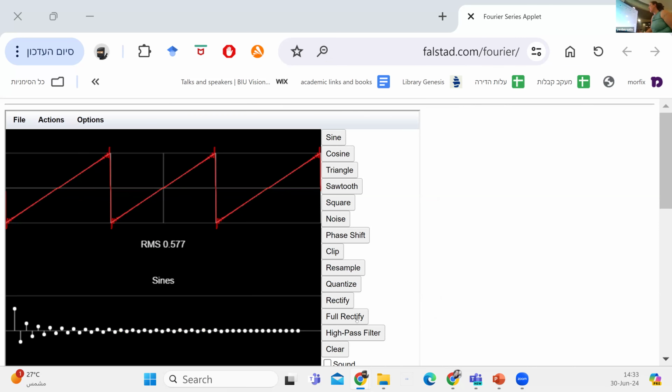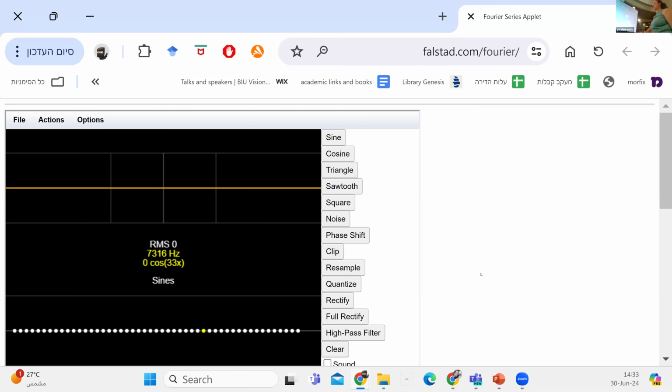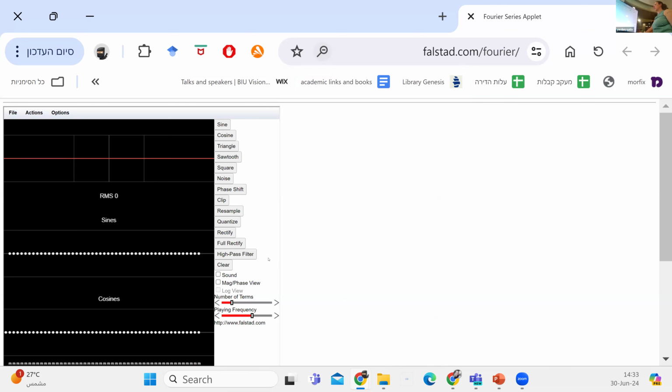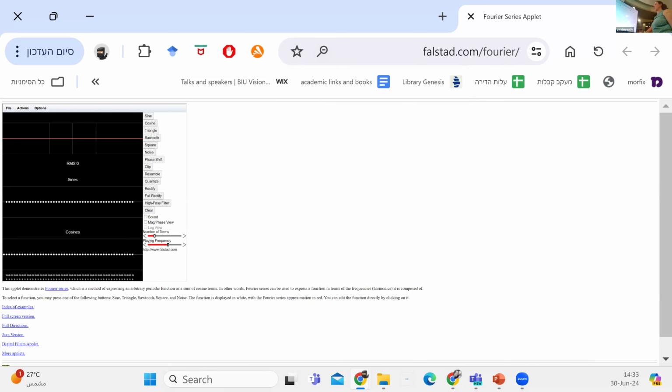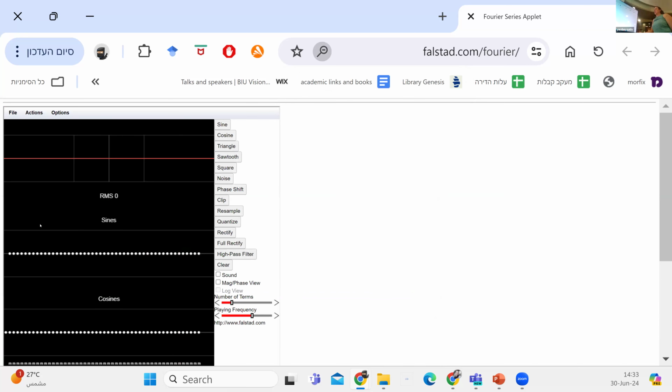So I'll start by clearing everything, and I want to show you what happens when I start adding. Can I make it even smaller? No, that was too much. Okay. And what I'm going to do is just start adding the sine function. So, oh, I forgot to say something about frequency. What you can see here is that each dot has a number in it, right? Do you see that?